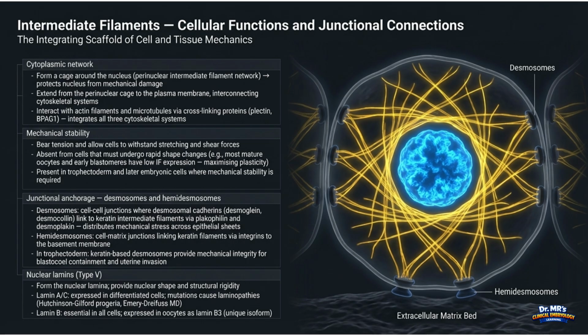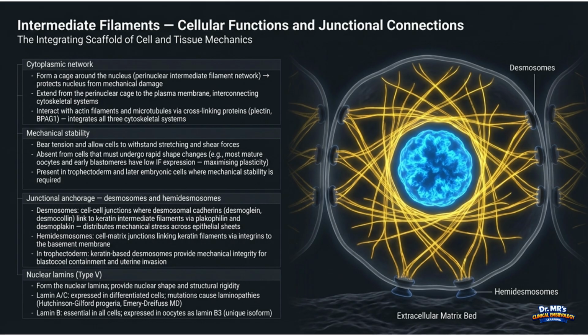If intermediate filaments make cells so stiff, resilient, and locked together, why do early blastomeres, like a 4-cell or 8-cell embryo, express incredibly low levels of intermediate filaments? It seems counterintuitive. You'd think the embryo would want to be as strong as possible right from the start. But the key is plasticity. Those early blastomeres are undergoing rapid, dramatic cleavage divisions. They are completely changing their shape and internal volume every 12 to 24 hours.